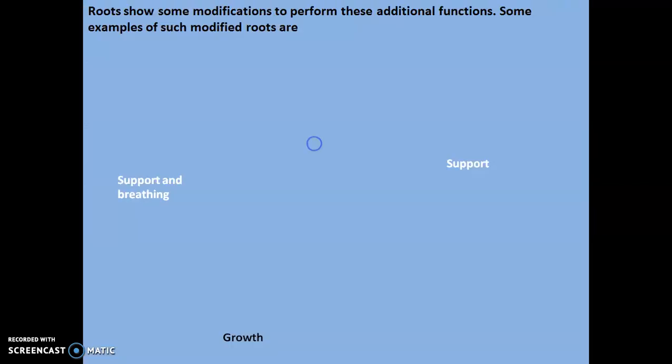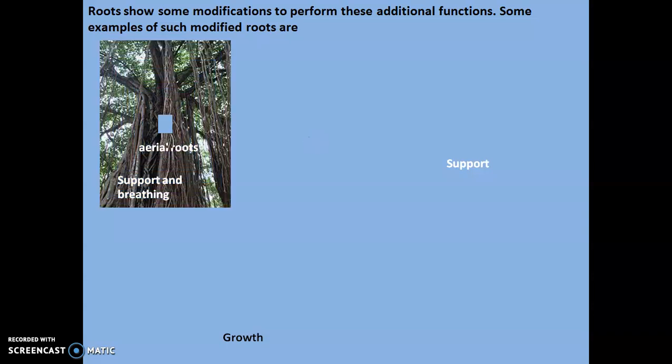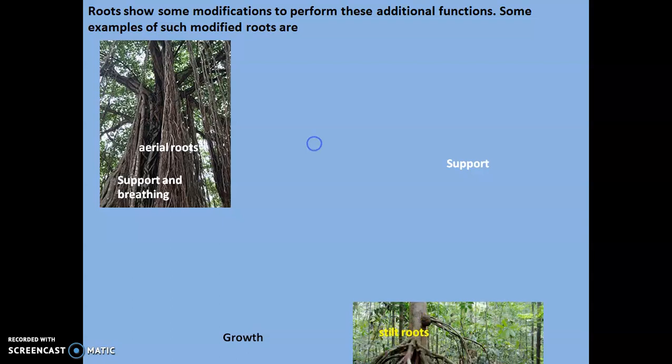So adventitious root. Then root shows some modifications to perform these additional functions. Normal root is there and they have to perform some more functions. Therefore, they show some additional features. Let's see some examples. The first one is the aerial roots. You all have seen aerial roots. It gives support and is also used for breathing. We have seen aerial roots in the case of a banyan tree.